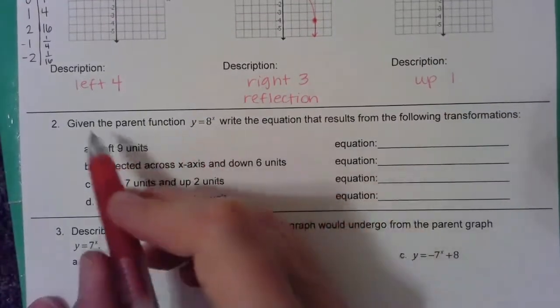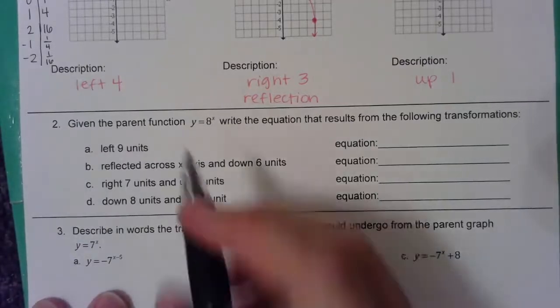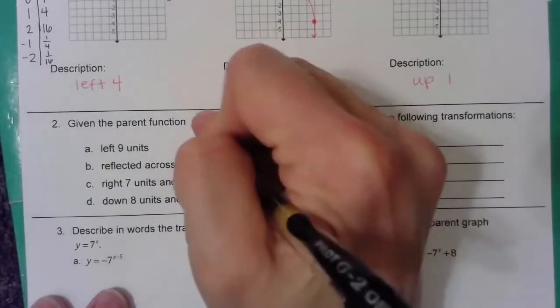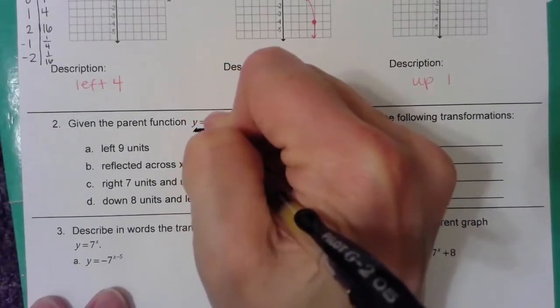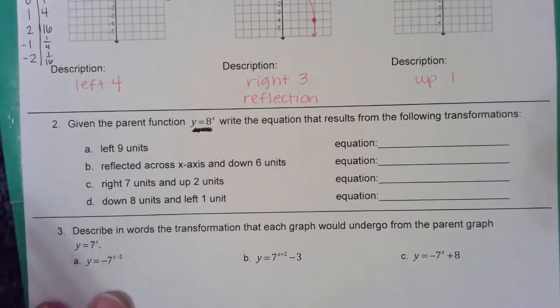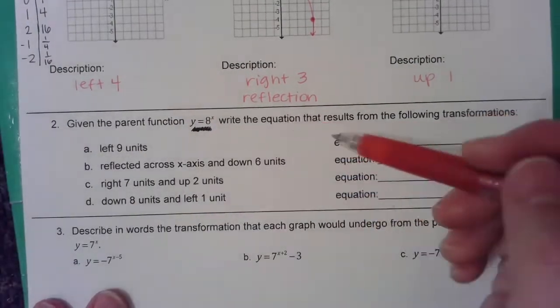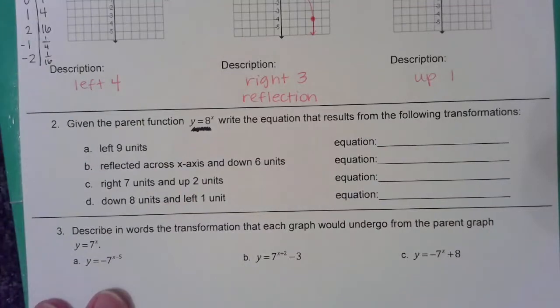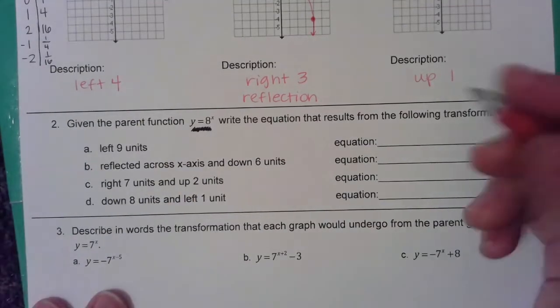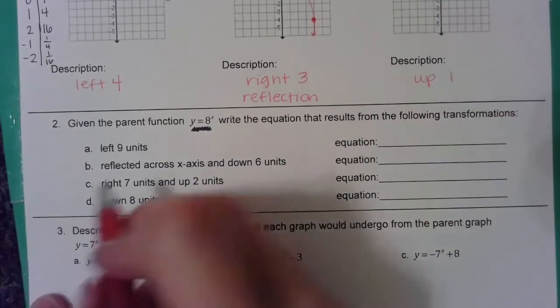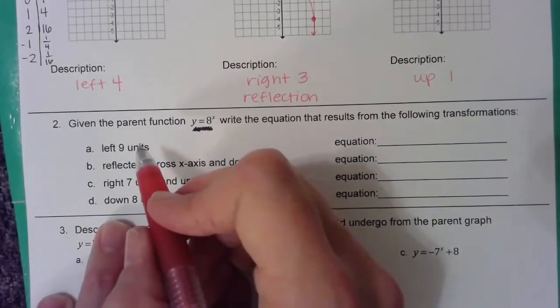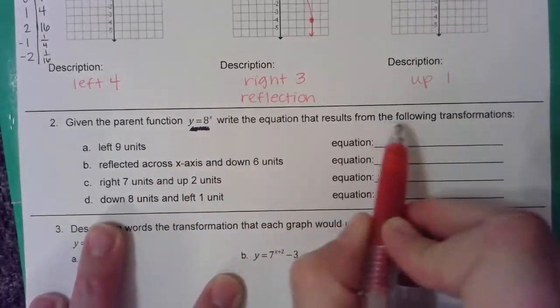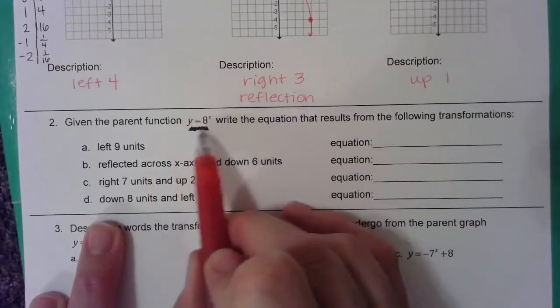So for example, on number 2, it says, given the parent function y equals 8 to the x, if we were going to graph them, this would be our black function. This would be like the normal one that we started with. And then each of these, when we do the work for the equations, these would be the new graphs. So on purpose, I'm going to write this in a different color. Let's see. They want us to write the equation that results from the following transformations. So this is the parent function.